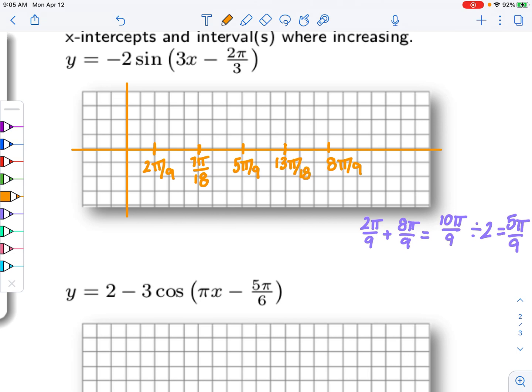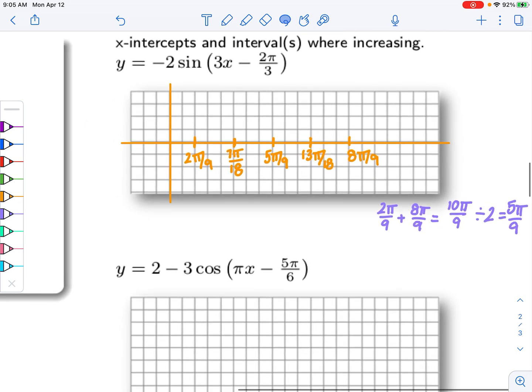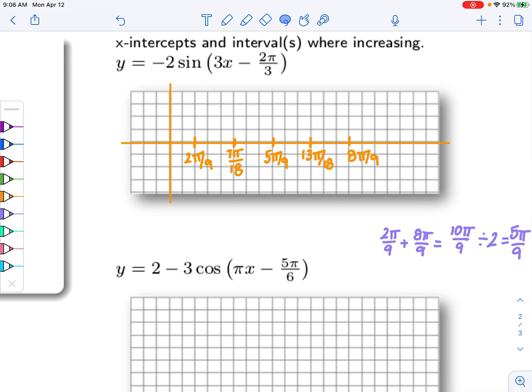And for me, this gets a little messy. So options here, obviously this is work that you want to keep to make sure you don't make any errors. But I might take all my labels and maybe just put them below. Or you can put them there. It doesn't matter. It's just trying to keep you organized. You do have to have them labeled in some way, shape, or form.